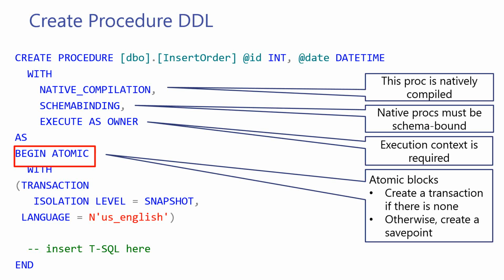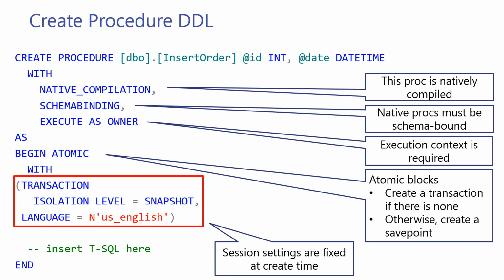And we do support things like try catch within the atomic block, so you can always catch error messages to prevent throwing out of it. And then we also want to fix the session settings at create time to ensure that we don't need to interpret any specific state, and also to ensure that every execution of an atomic block always has the same results.